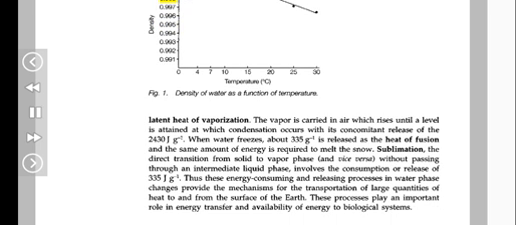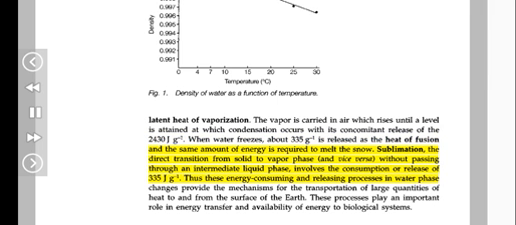Latent heat of vaporization. The vapor is carried in air which rises until a level is attained at which condensation occurs with its concomitant release of the 2,430 J g^-1. When water freezes, about 335 J g^-1 is released as the heat of fusion and the same amount of energy is required to melt the snow.